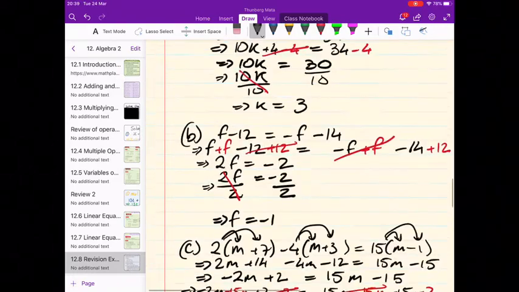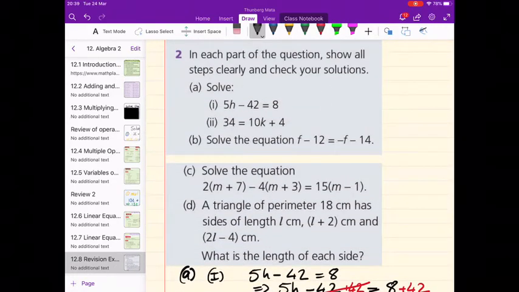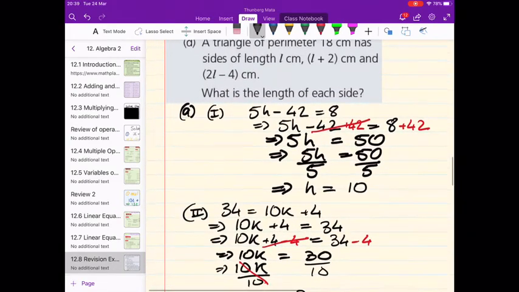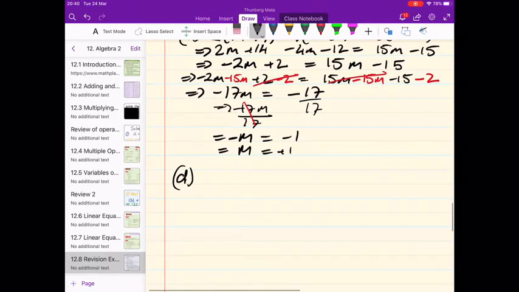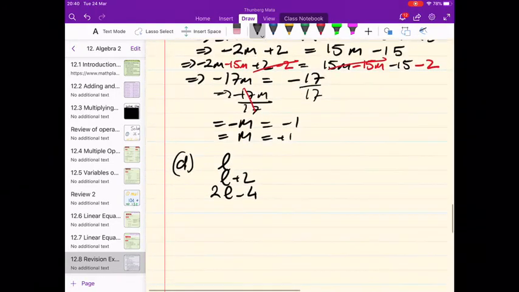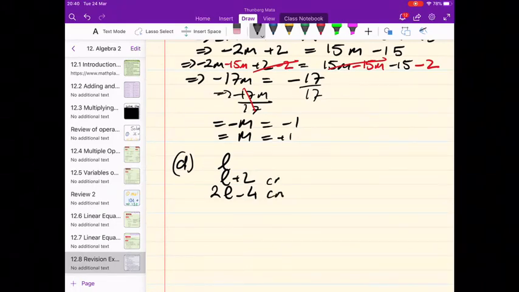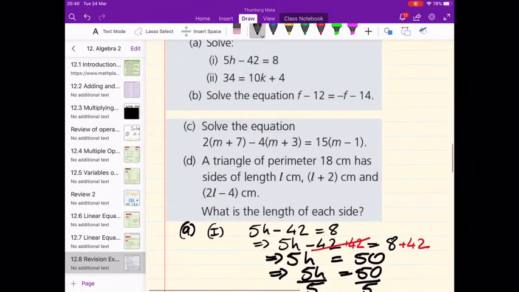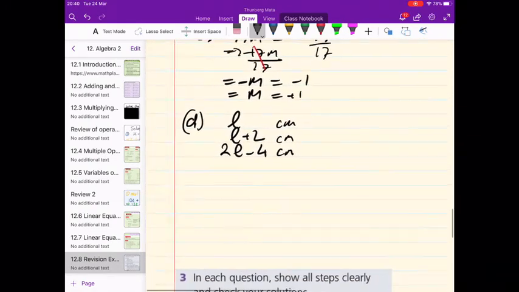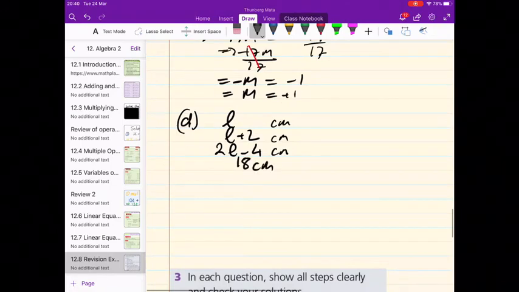So let me make a bit more space. I can look at part D now. So part D, a triangle of perimeter 18 centimeters has sides of length L, L plus 2, and 2L minus 4. So it's L, L plus 2, and 2L minus 4, I think. Yep. Okay, so they're all centimeters. So what does it tell us anything more about it? Its perimeter is 18, it's saying, so the perimeter altogether is 18 centimeters.